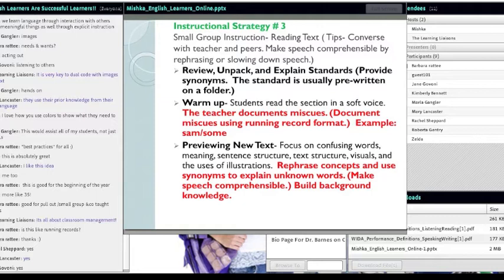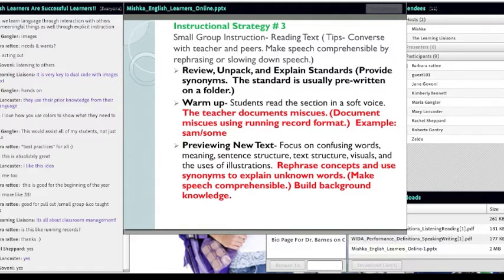Okay, so usually how this works is I would have a group of students around my table, and I would have a folder with everything that I need. I would have a folder with all my assessments and the standard.